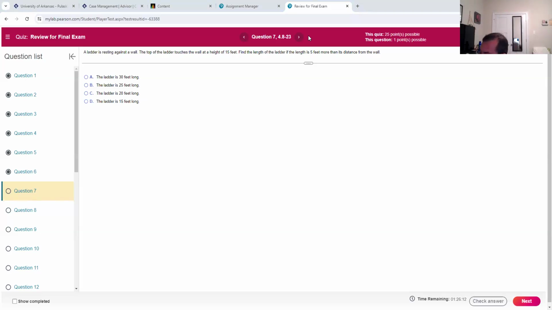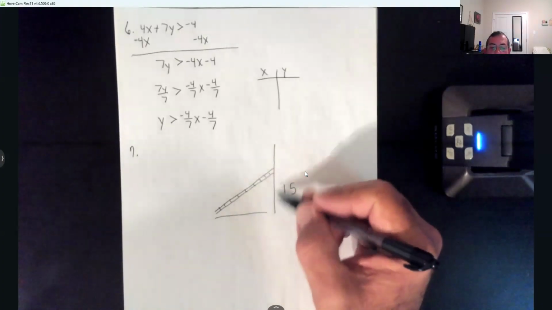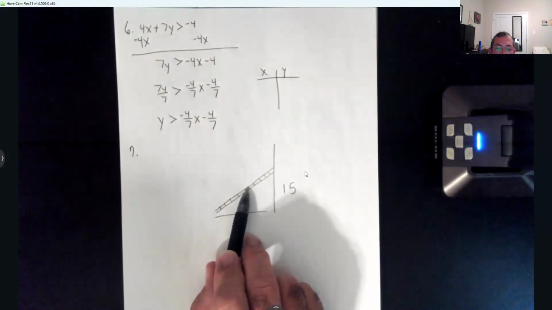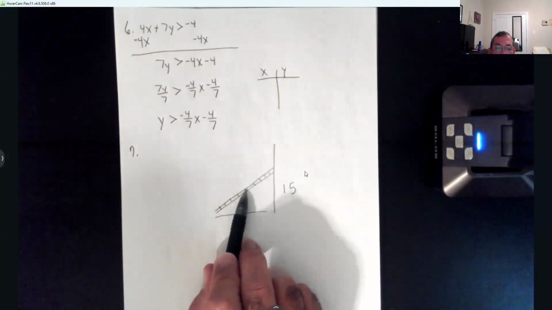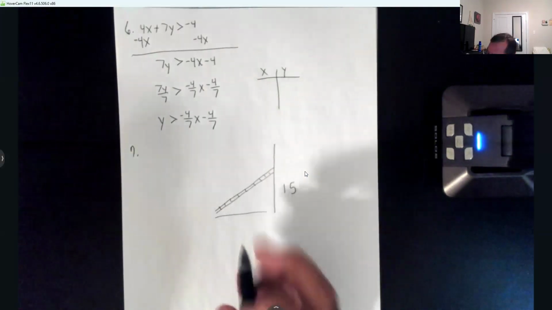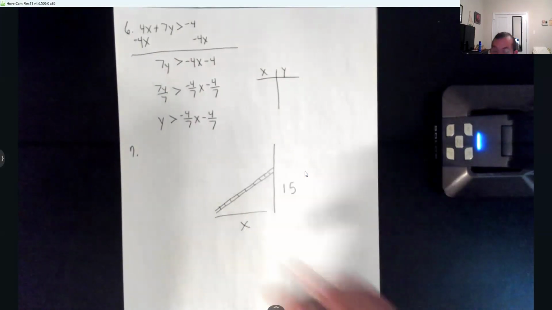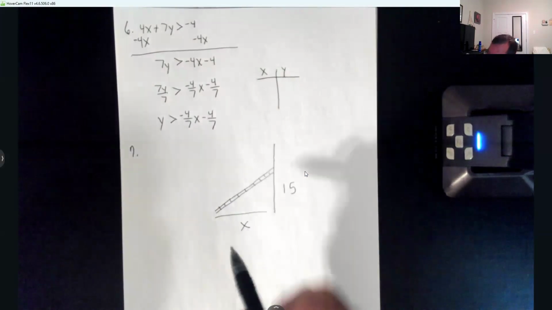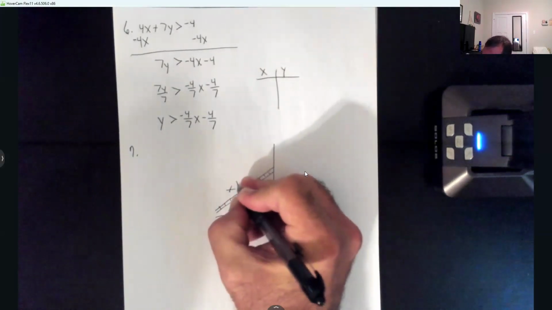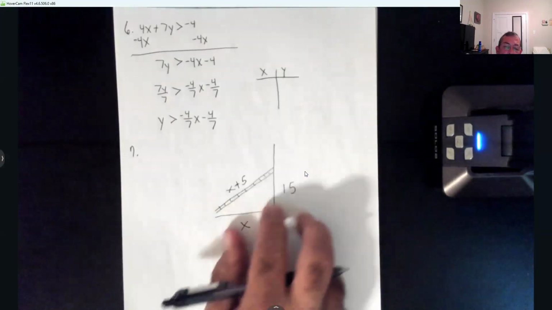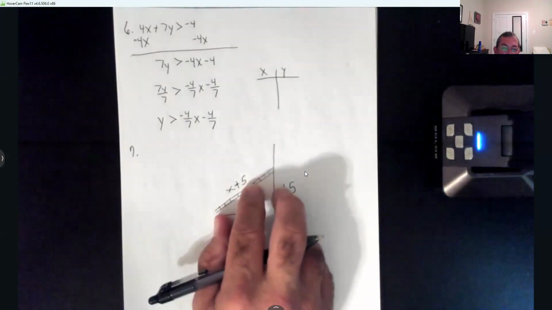All right, so here it was touching 15 feet above on my wall. Here's where the ladder's touching. Then it says the ladder is 5 feet more than its distance from the wall. Well, here's its distance from the wall. So I'm just going to call that X. And y'all, if this is X, this side has to be X plus 5.